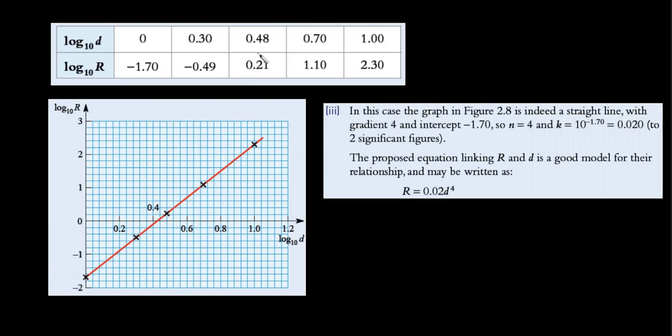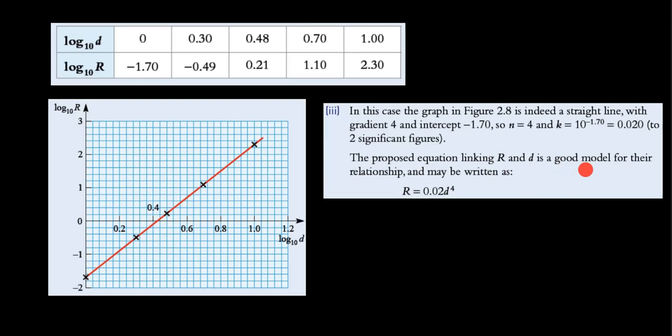So here is the table of log d and log r. Plot these on the x and y axes and you will obtain a straight line. So the graph in the figure is indeed a straight line, with gradient 4, which you can measure, and intercept minus 1.70. So n is 4 and k is 10 raised to the power minus 1.70, which is 0.02. So the proposed equation linking r and d is a good model.